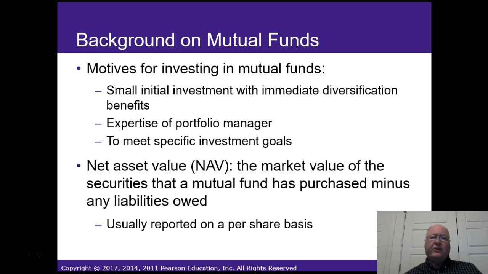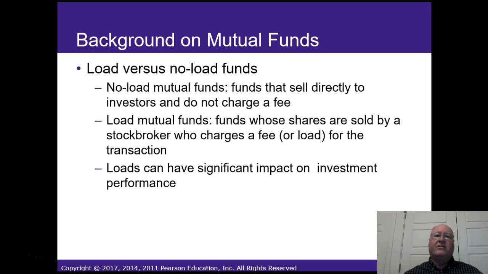A term that's out there is called net asset value, and this is just the market value of the securities in that fund minus anything that is owed by that fund. Usually you'll find that reported on a per share basis itself. The book also talks about open-end funds and closed-end funds. You can read those in the text.